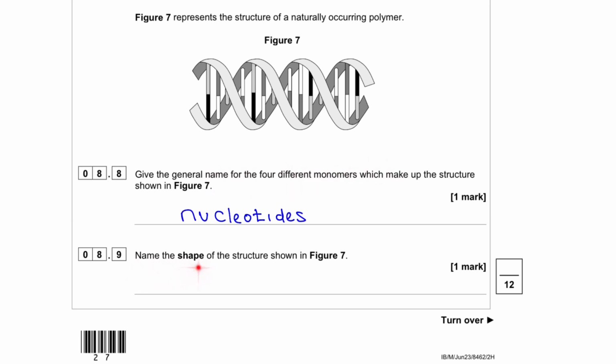And name the shape of the structure shown in figure 7. That is a double helix. That's one helix and the second helix is there, so that's a double helix.